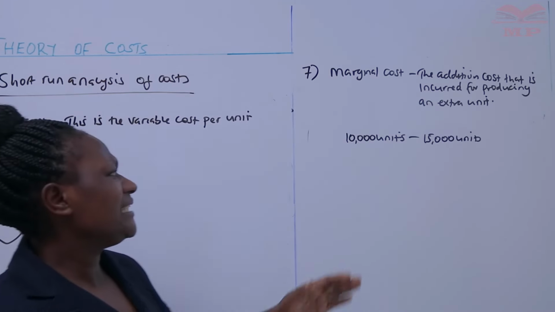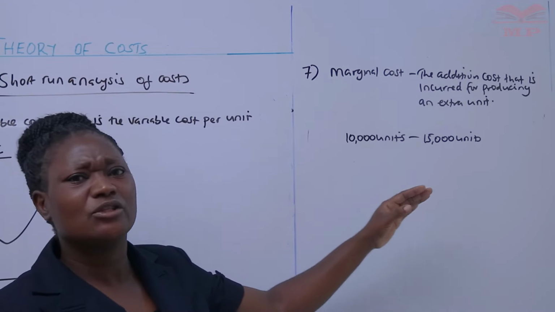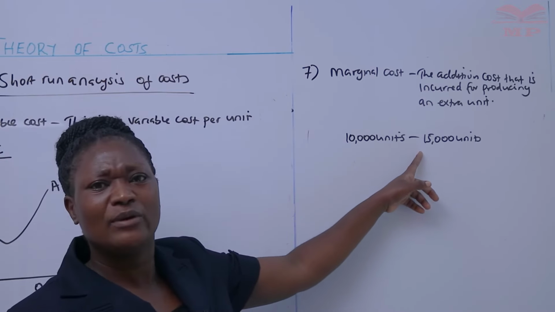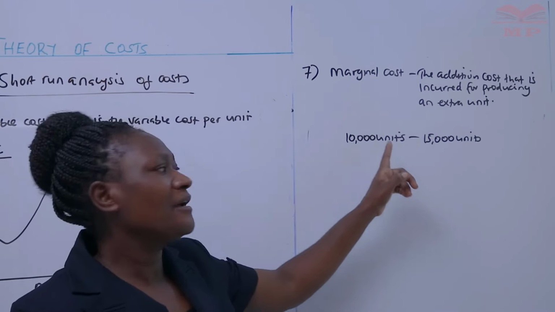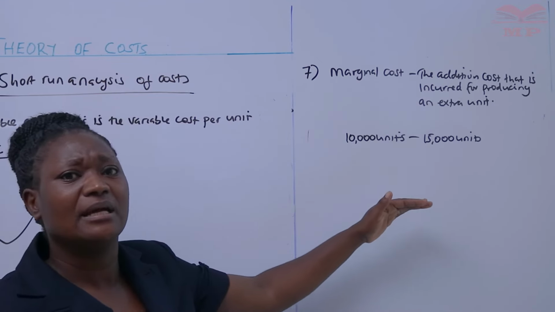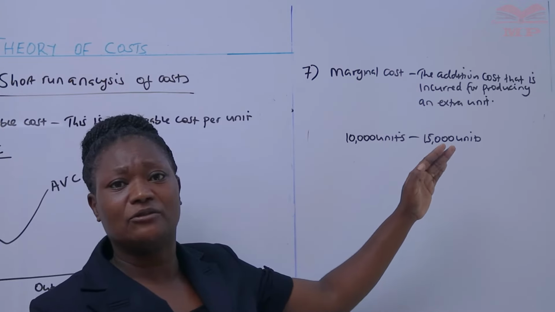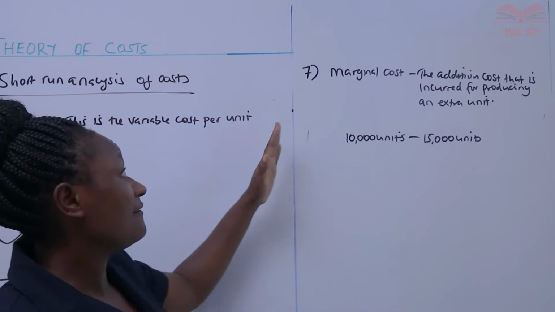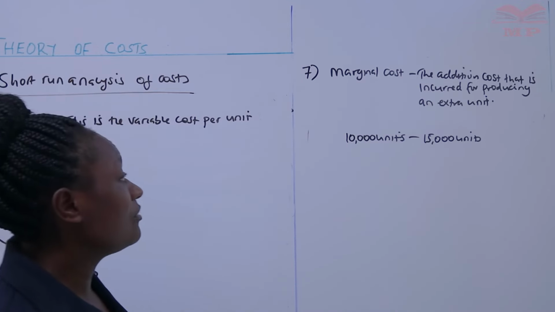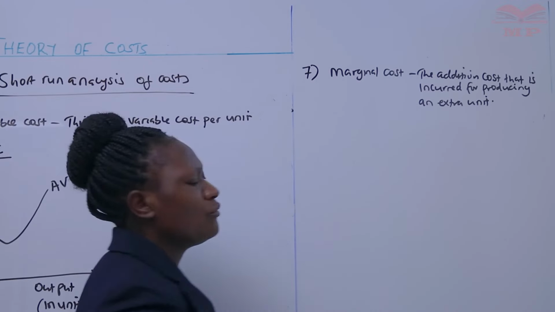A marginal cost is that cost which will be incurred for you producing an extra unit. So in this case, our extra units will be 5,000 units. You want to produce 5,000 units more than what you've been producing. So the costs that are associated with the 5,000 units that you are producing is what we are referring to as a marginal cost. So a marginal cost cannot be incurred where there is no change of output.